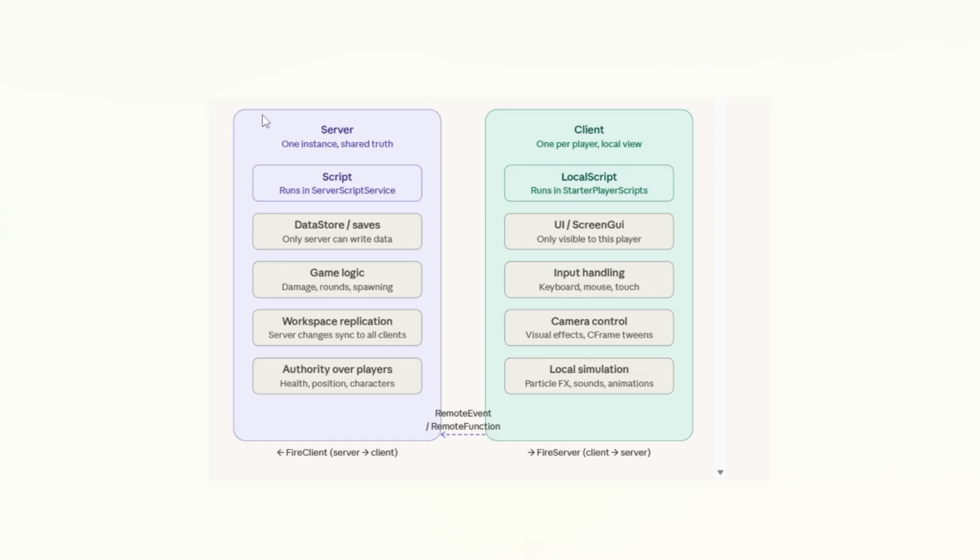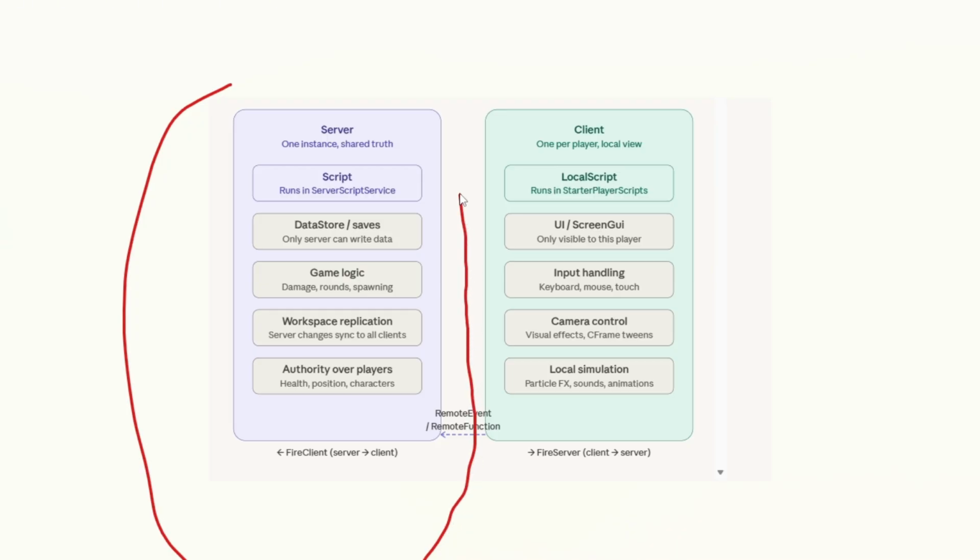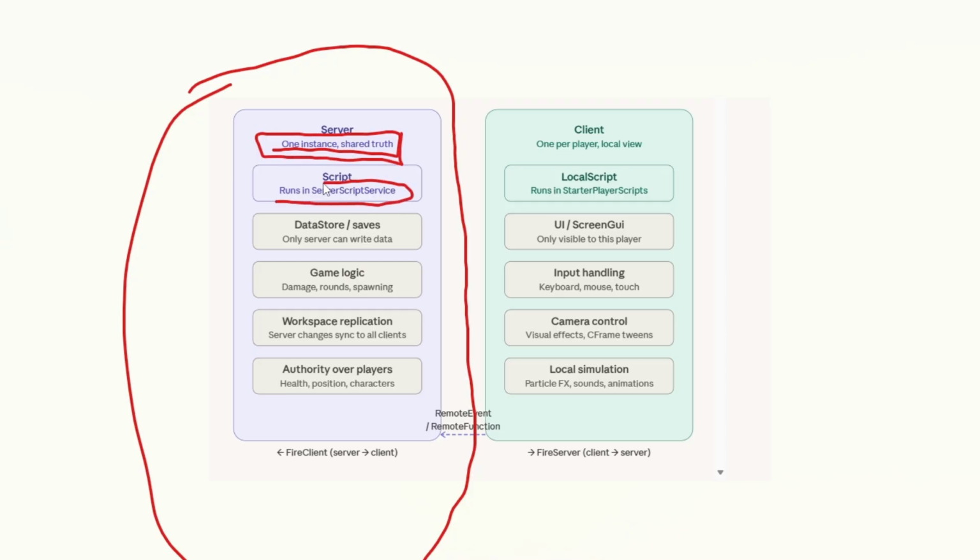Now guys, I want to show you this little table that I made here. So basically this is going over what the server is. Let me circle that. This is the server right here. And this is basically one instance and it's a shared truth. So this runs in server script service, or it could also run in like server storage, for example. Only the server is able to write data with like data store, for example.